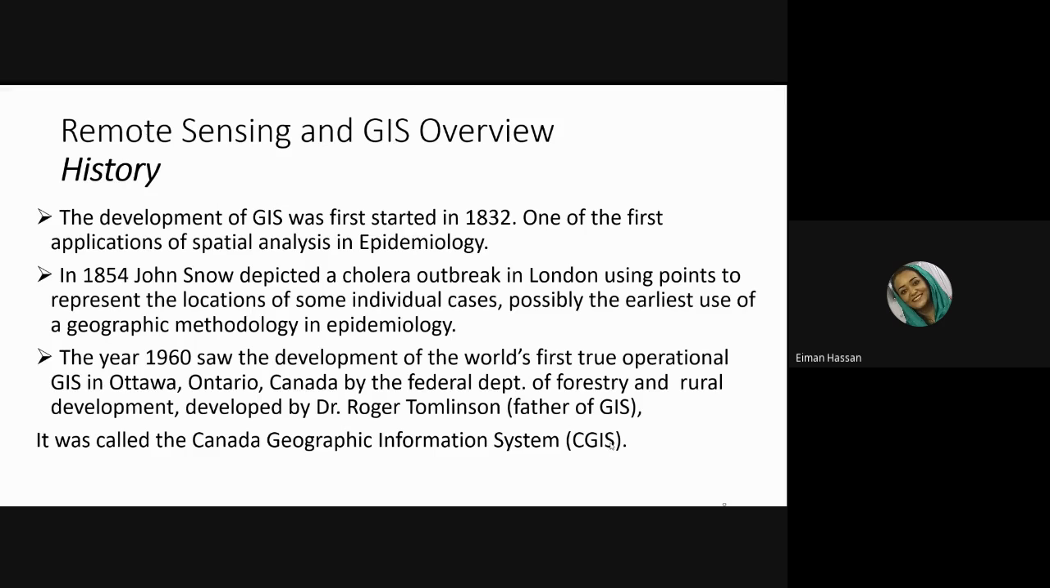This is about the history of GIS. It starts very early by researchers in universities. In 1938, and then John Snow individually developed this methodology of geographic mapping in 1854, and 1960. Then the development went through the first operational GIS in Ottawa, called the Canada Geographic Information System first. After that, it became GIS.